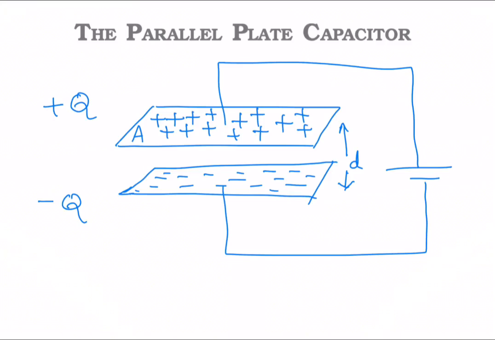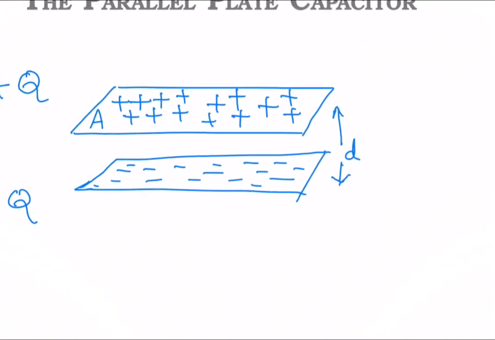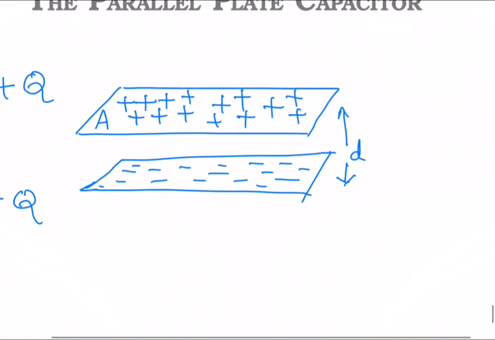When it is completely charged, then you can cut this off. Once you charge the capacitor, you can just remove the cell, and the capacitor is found to be still charged. So now you have the two plates. Plate 1 is positively charged, plate 2 is negatively charged.